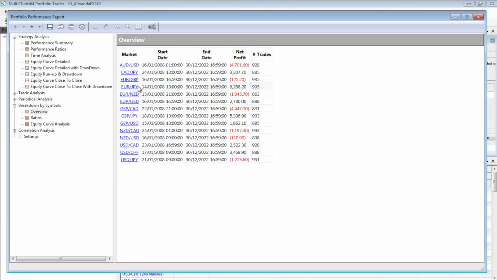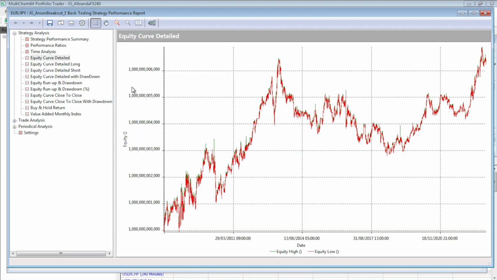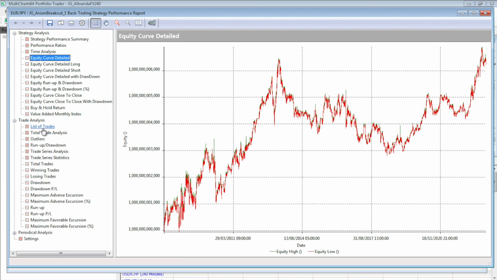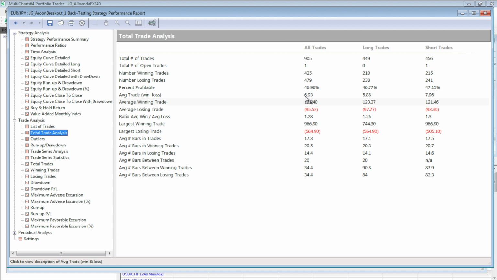The next one which makes money, which is making quite a decent amount of pips, is Euro Yen. The equity curve isn't that great, is it? What's the average trade value here? 6.9 pips, almost 7 pips. So again, that's going to be a little bit tight by the time we've paid some costs.